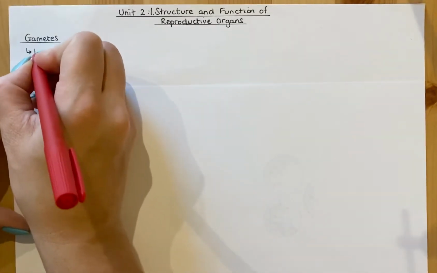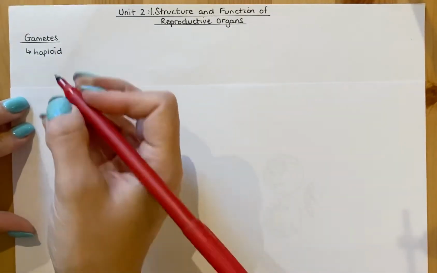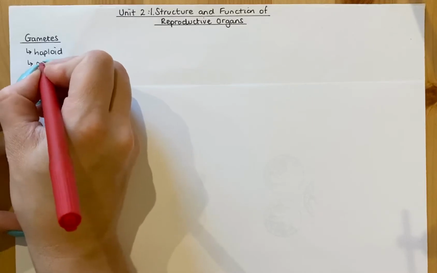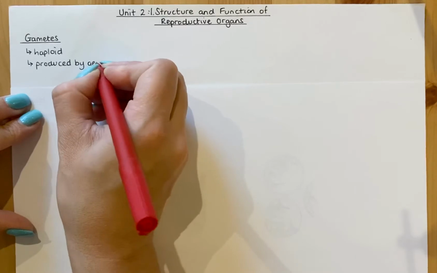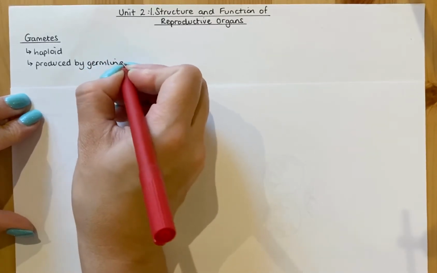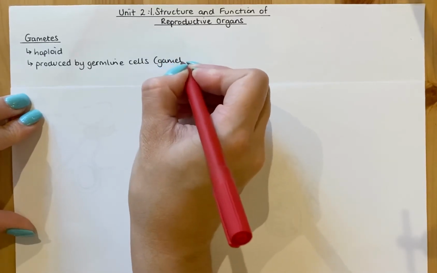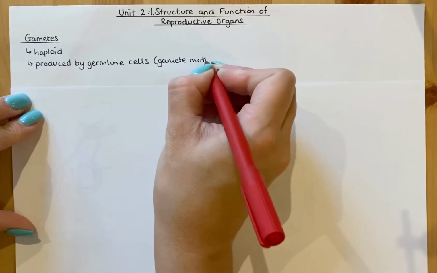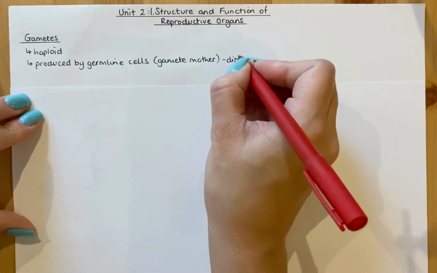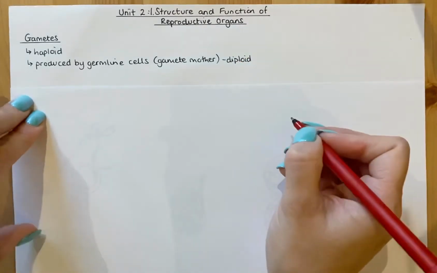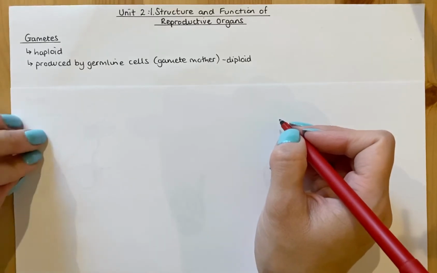So gametes are haploid, and they are produced by germline cells. Now those cells are sometimes given another name in questions, and that name is a gamete mother cell. Now those gamete mother cells, or germline cells, are diploid, and they divide by mitosis to produce copies of themselves, or they divide by meiosis to make the haploid gametes.